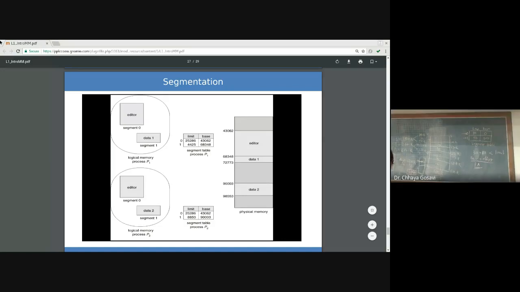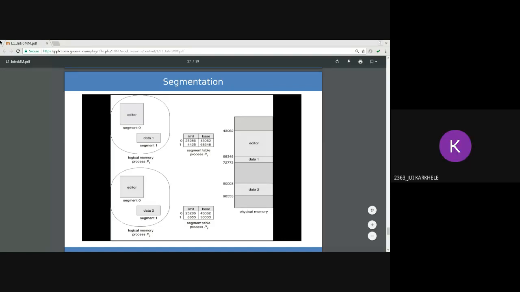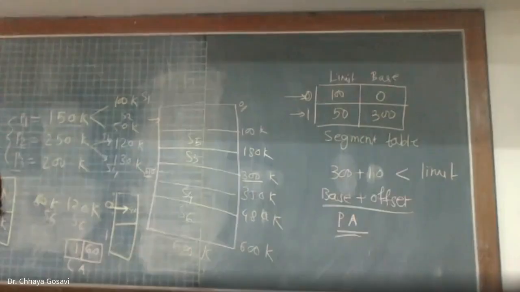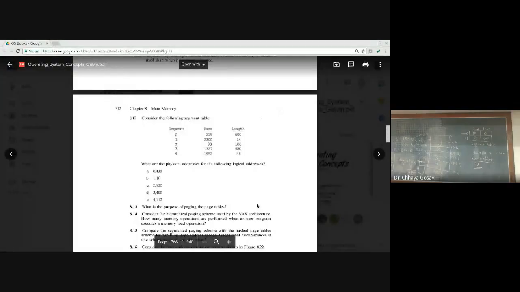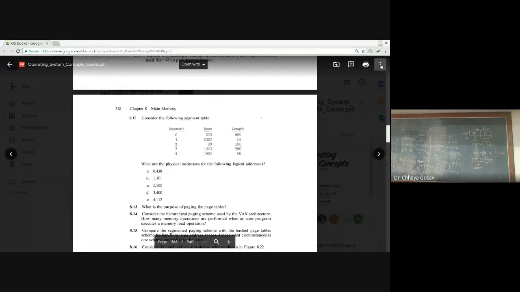Yes, Zoe? Ma'am, can you once explain how to get that offset? Because I didn't get it. I want you to solve this problem. Just look at this problem I'm sharing with you. Is it visible?